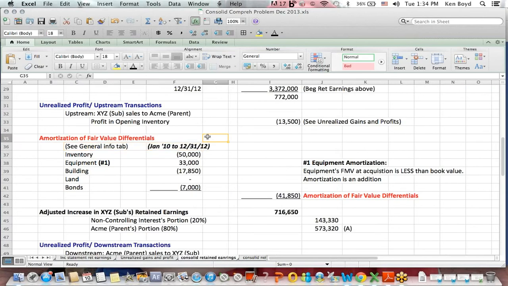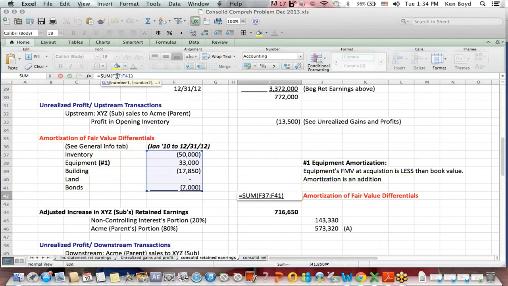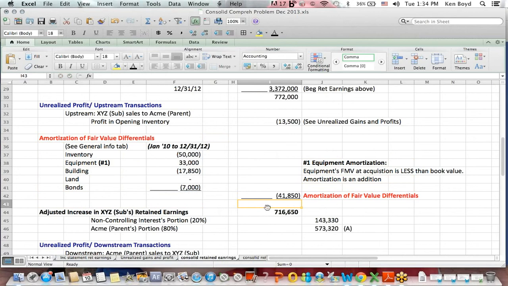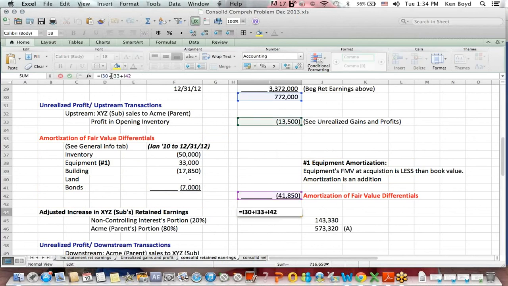So when I go back to consolidated retained earnings, you'll see that the equipment fair market value at acquisition is less than book value, so amortization is actually an addition rather than a subtraction when you amortize. So the sum of these amortizations, 41,850, and then I get a subtotal of XYZ's retained earnings, which is the adjustment to bring XYZ retained earnings up to 12/31/2012.